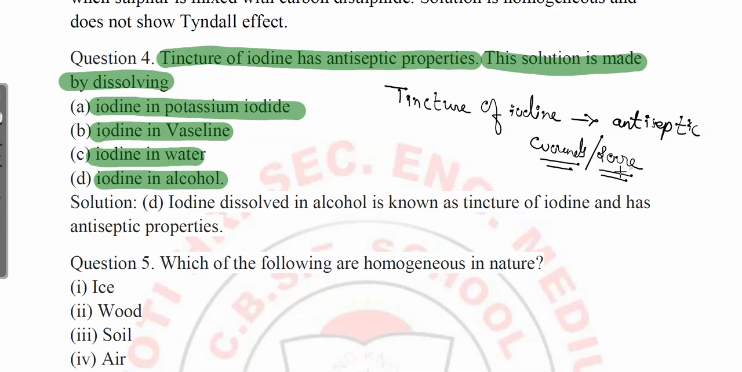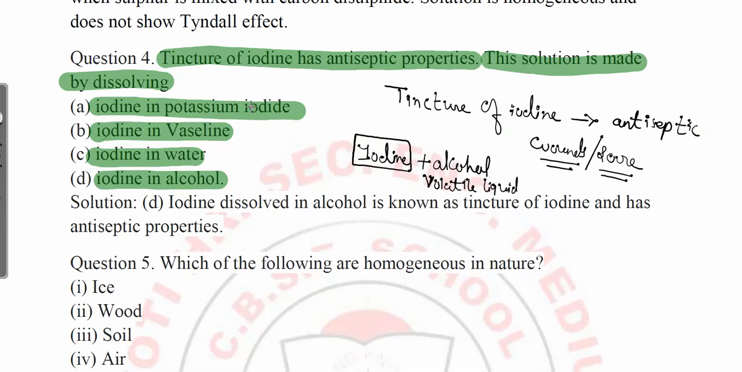So in the sores and wounds, what happens? We apply this tincture of iodine. We can use iodine here, which has an antiseptic effect, but to make this iodine user friendly, we generally make a solution of alcohol and iodine. Because alcohol is a very volatile liquid. What happens when alcohol comes in contact with the air? It readily converts to gaseous state, and hence the iodine will be left out alone.